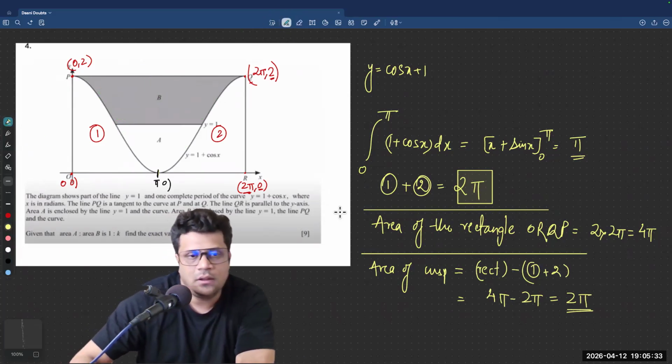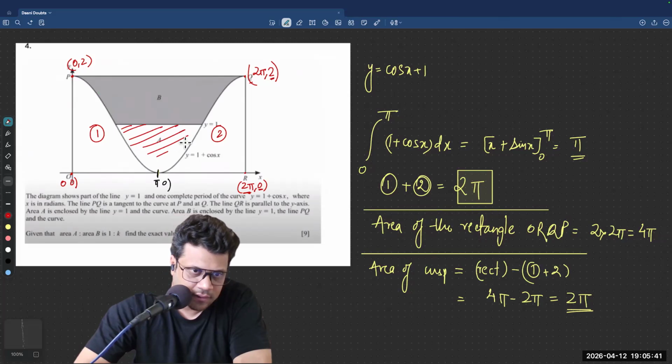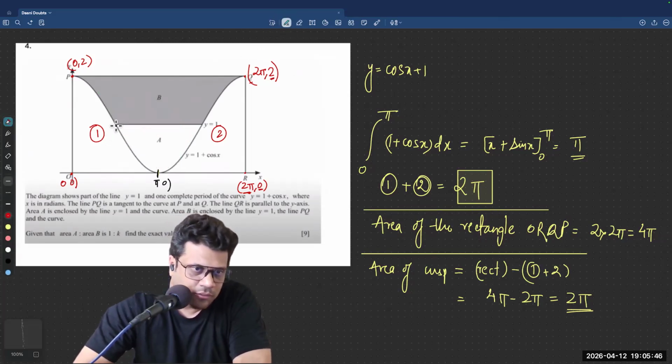Okay. Now what I do is I'll find out the area of this thing. How? Well, I'll integrate the curve between this x value, which is pi by 2, and pi. So I get this area. Okay. So let's see.